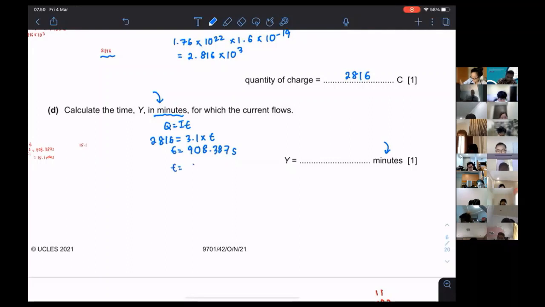So the time is going to be divided by 60. You divide by 60, and in 3 significant figures, I have 15.1 minutes.